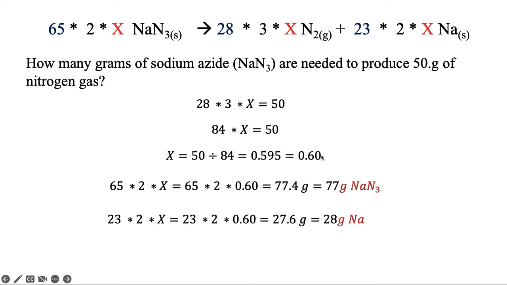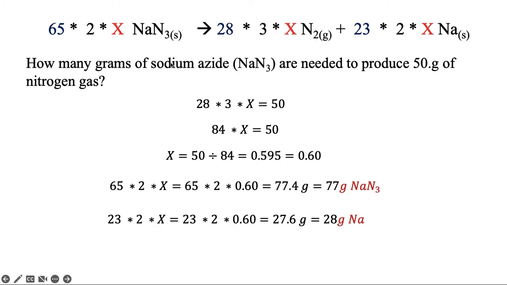Note that this magic number, the X, is unique to this particular problem. If I change the amount of grams, this X will change. If I change the balanced chemical equation, this X will change. So it's unique to that particular problem. But once you calculate it, you can use it to figure out amounts of anything within that problem.